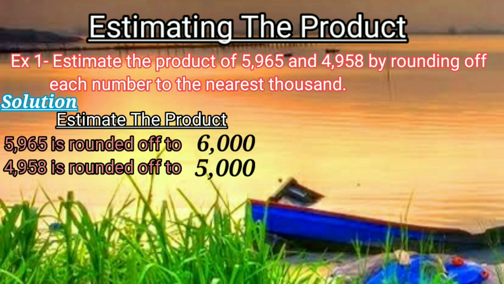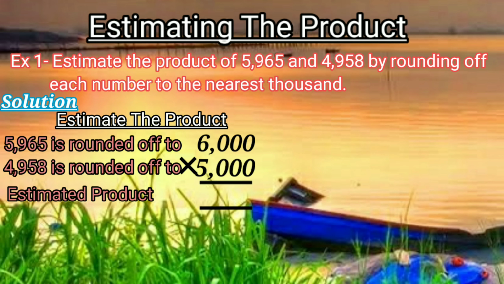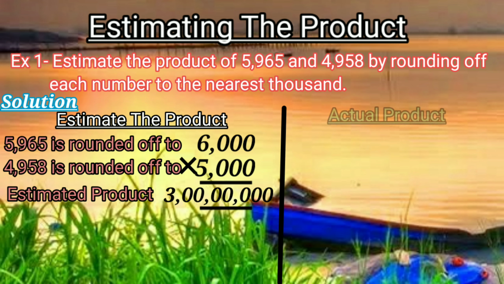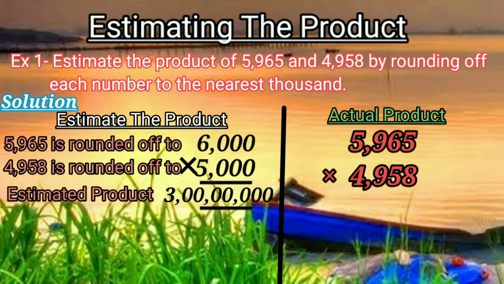Now, let us multiply the numbers obtained to get the estimated product. Thus, the estimated product is equal to 6000 multiplied by 5000, which is equal to 3 crore. So, the estimated product is 3 crore. Now, we will find out the actual product. So, we multiply 5965 by 4958 and the answer is 2 crore 95 lakh 74,470.